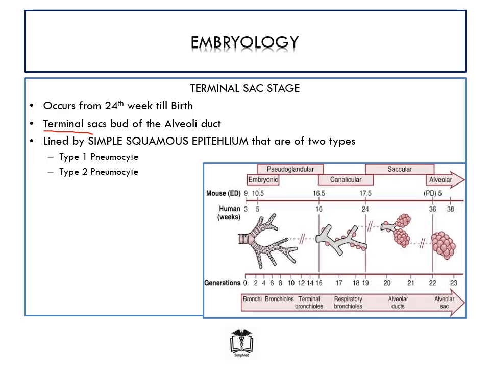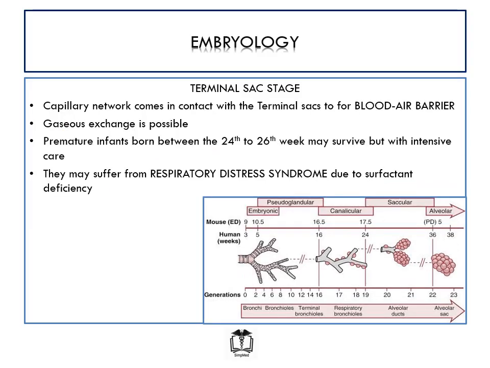Usually at this stage, the epithelium is lined by simple squamous epithelium that allows for gaseous exchange. There are two types of cells found in this epithelium: the type 1 pneumocyte and the type 2 pneumocyte. At this stage, we have rapid proliferation of capillary networks, and that allows for exchange of gas between the terminal sac and the capillaries. So the capillary network comes in contact with the terminal sac and forms that blood-air barrier that I spoke about. And from there, gaseous exchange can occur.